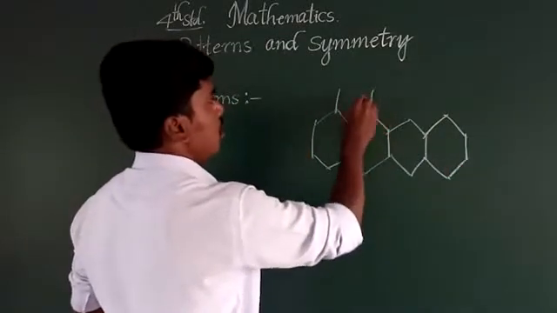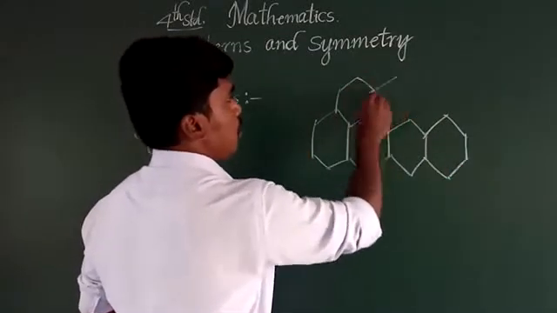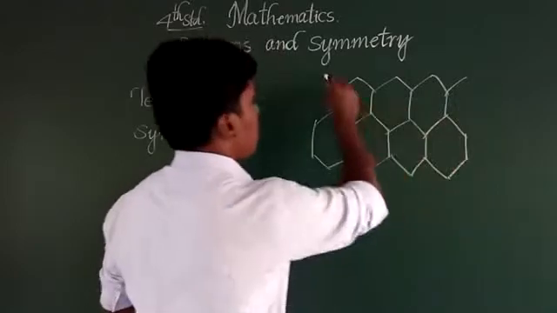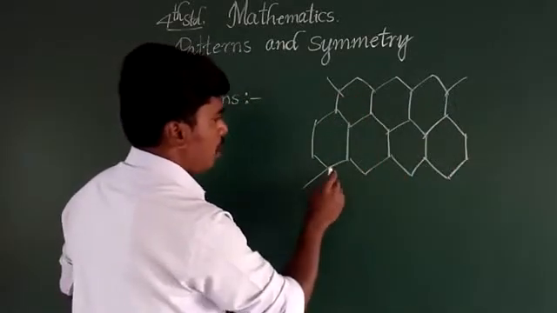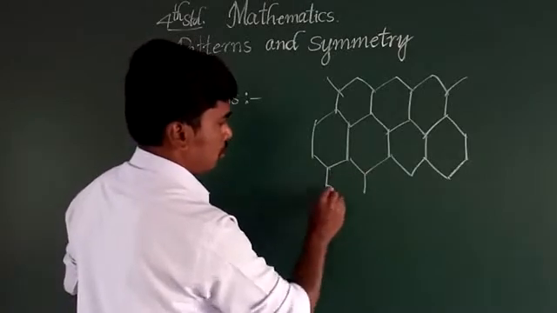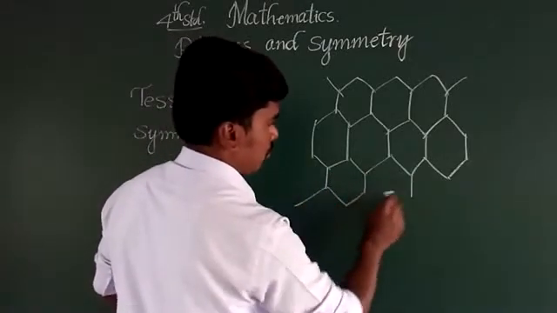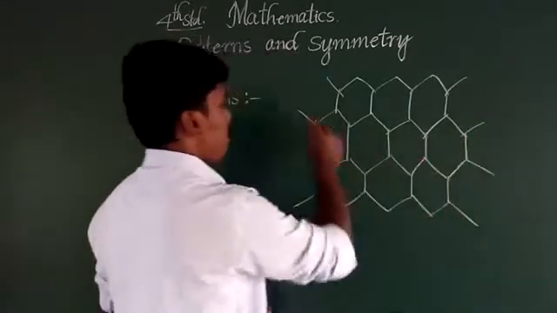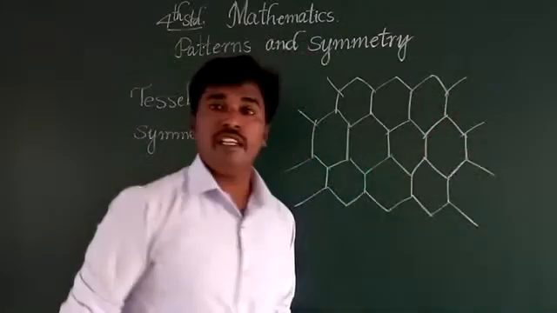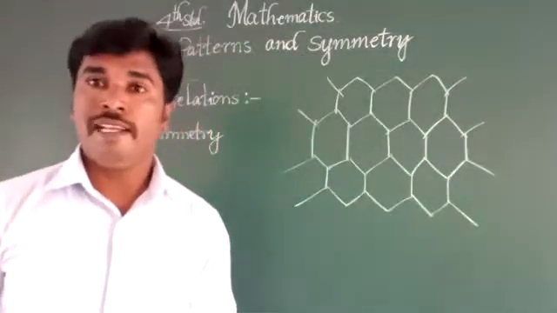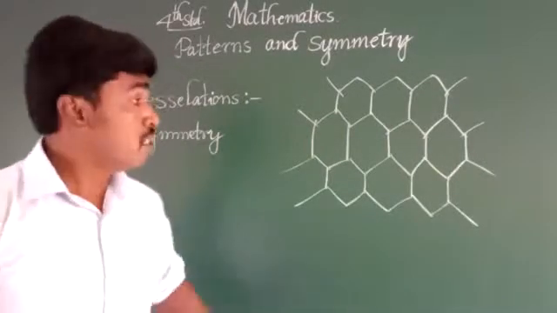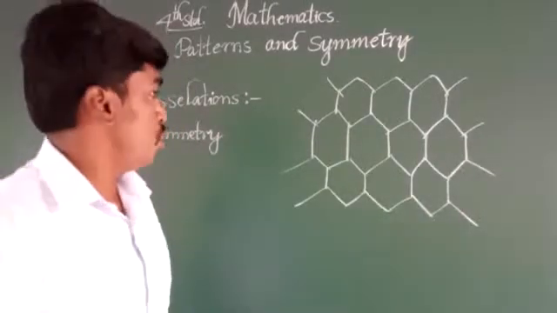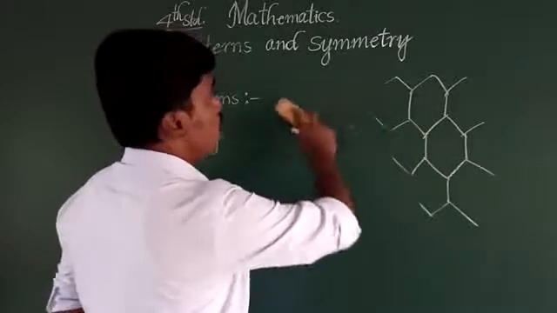So by using the hexagonal shape, here shapes repeatedly come. So like this, the shapes are continuously occurring. It is called tessellation. Have you observed this type of floors also? It is called tessellation. Now I should proceed to symmetry.